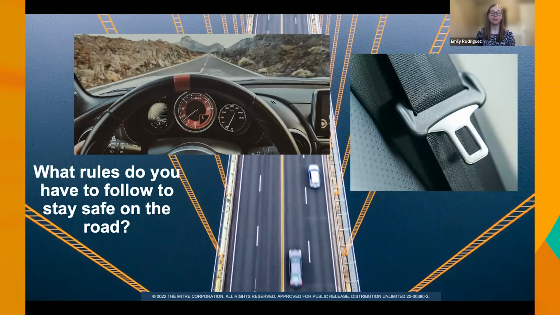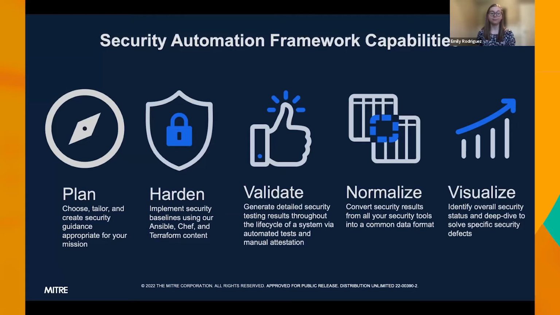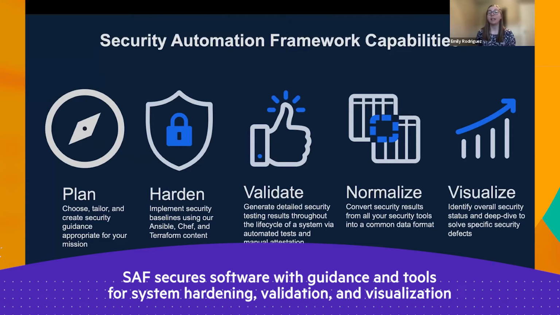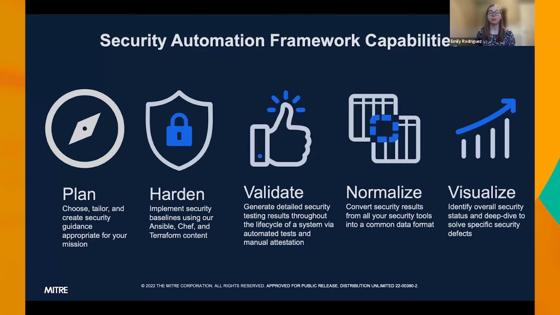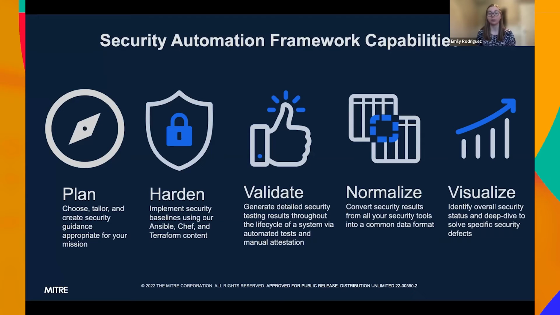The security automation framework uses a similar workflow to secure software. We help teams plan what guidance will help them keep their software secure, just like the laws of the road. We also provide libraries and tools for automatically hardening and validating software based on that guidance, normalize other security data, and visualize all the information to properly inform teams of risks and vulnerabilities.